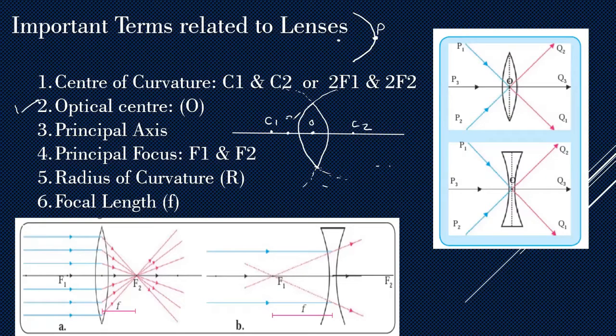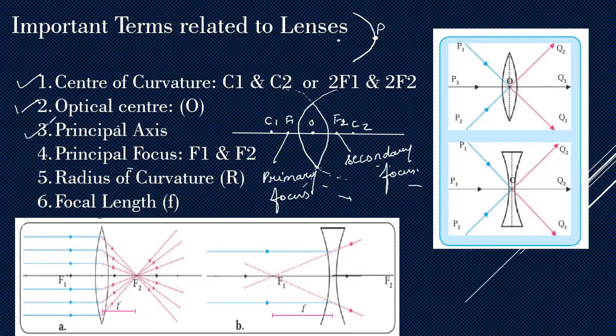So this is your F1 and this will be your F2. F1 is always called the primary focus and F2 is always called the secondary focus. So this is called your primary focus and this one is a secondary focus, right? Centers of curvature, optical center, principal axis, principal focus F1 and F2.